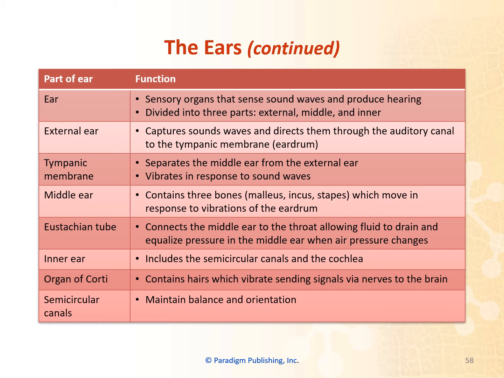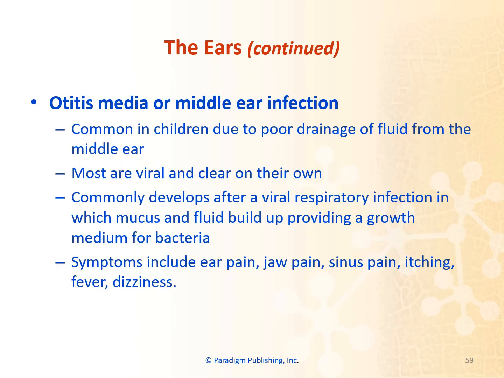Inner ear includes the semicircular canals and the cochlea. The organ of Corti contains hairs which vibrate, sending signals via nerves to the brain, and the semicircular canals maintain balance and orientation.